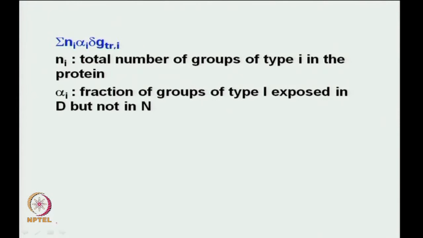Then what is alpha I? Alpha is a fraction of groups of type I exposed in D, but not in N. That means in the native state they were not exposed, but when you went to the denatured state, obviously they got unfolded and they got exposed to the surroundings, which is in your case denaturant in water.